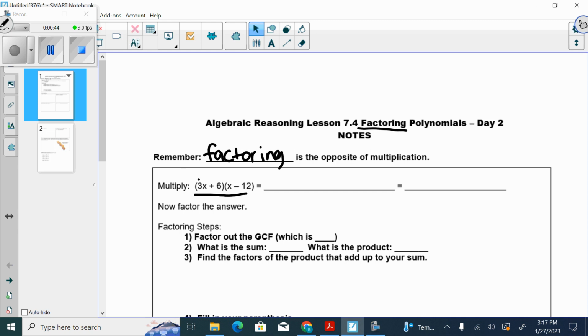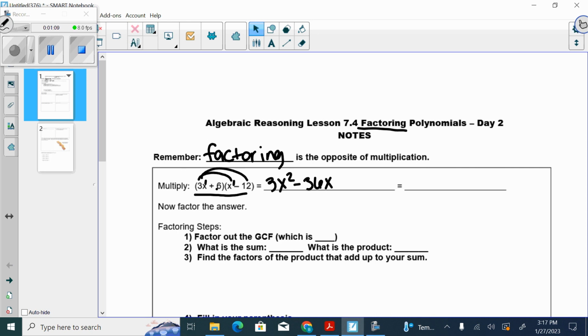So I have 3x times x, which is going to give us what? 3x squared. Good. Remember, we have the secret exponents of 1 that we added together. Okay, what about 3x times negative 12? What's that going to give us? 3x times negative 12, negative 36. Good.